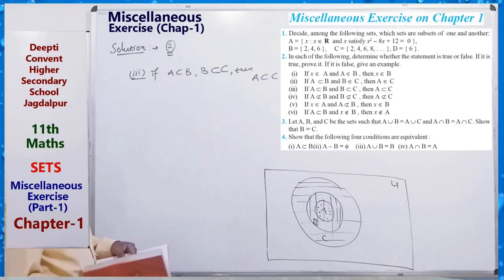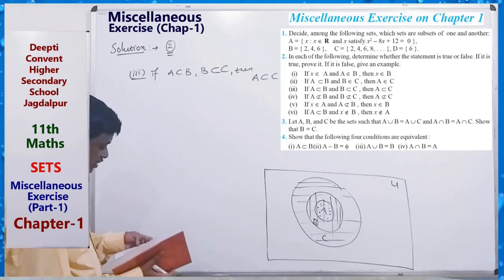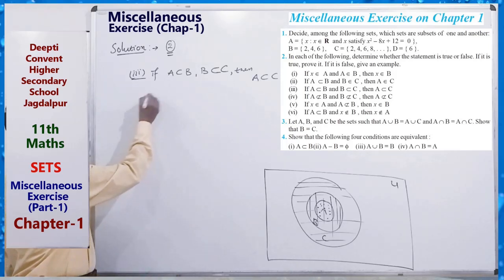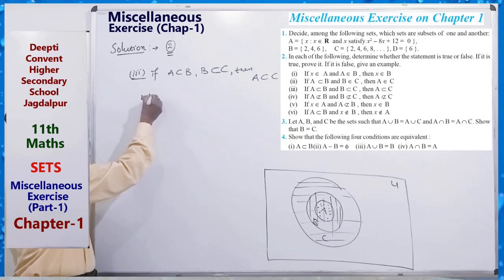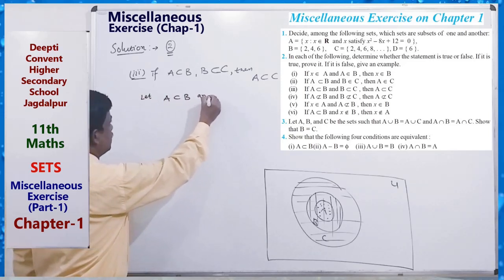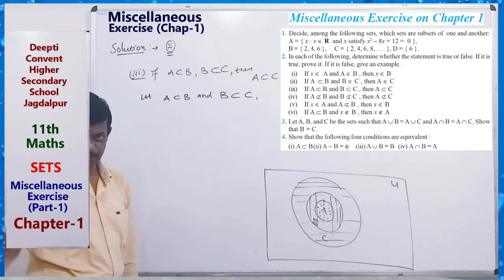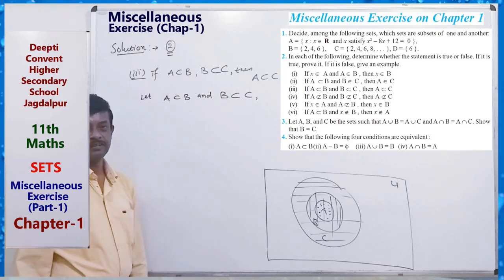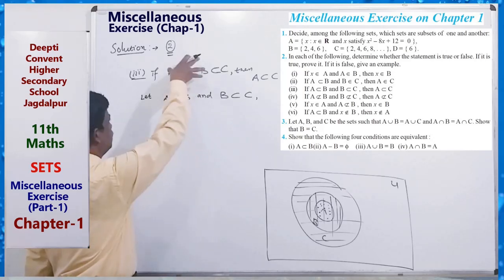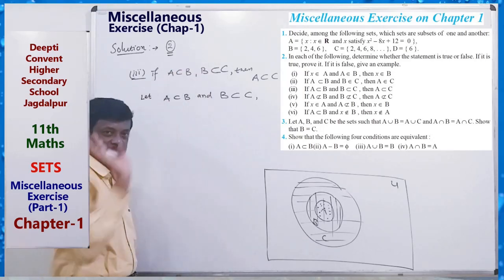But there is also another way to prove it. How? Here, let A subset B and B subset C. We have to prove A subset C. These are the given conditions. So let this and this. Clear?